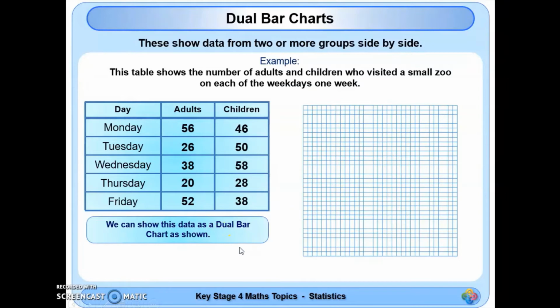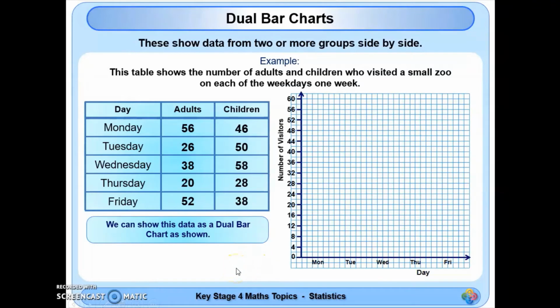Just like in the previous example, we need some nice, accurate and labelled axes. The highest value in my data is 58, which is why I've made sure my axis goes up to slightly over 58, so 60 was an appropriate amount. My scale is very consistent. Every 1 square is represented by 2 visitors. I'm going to go ahead and draw on the bars for Monday's adults, which has a height of 56, and Monday's children, which has a height of 46.